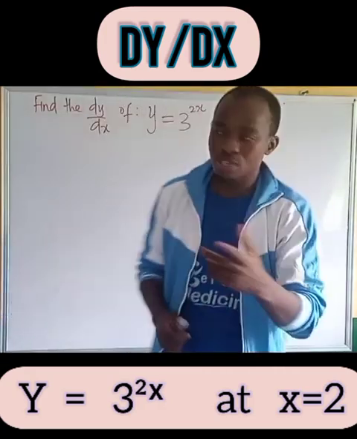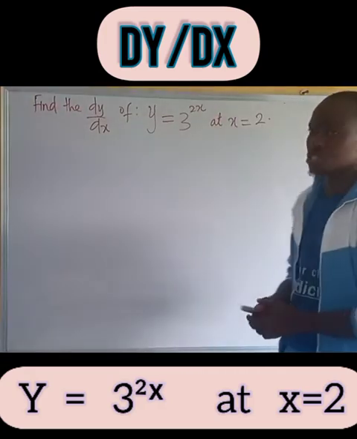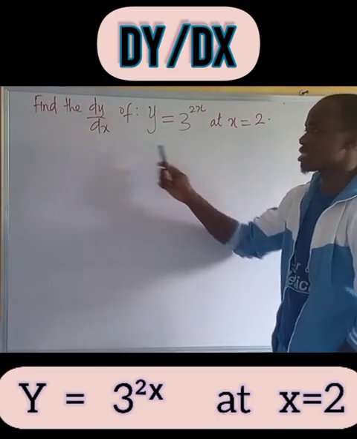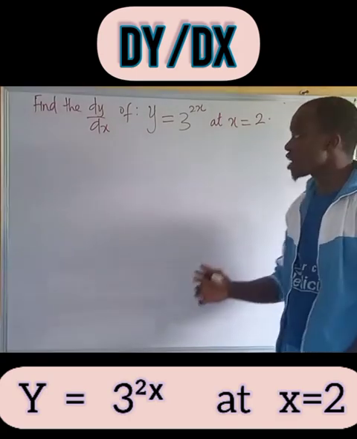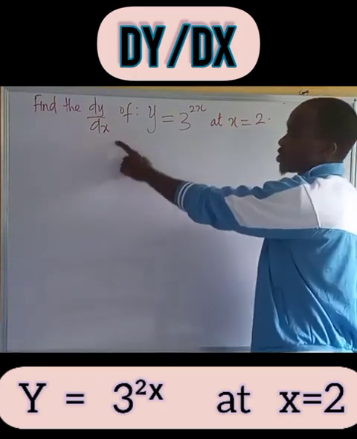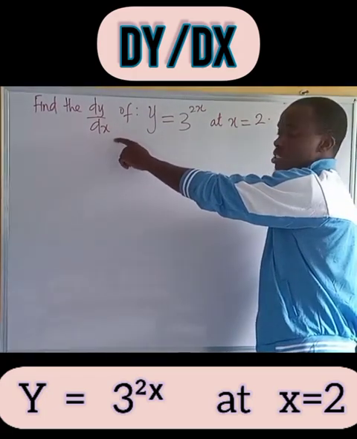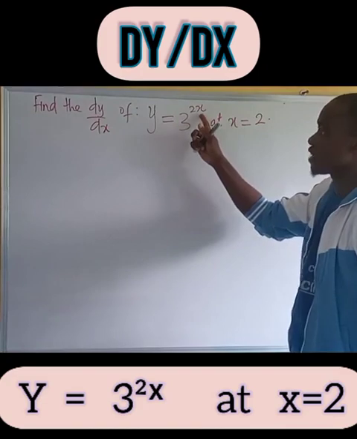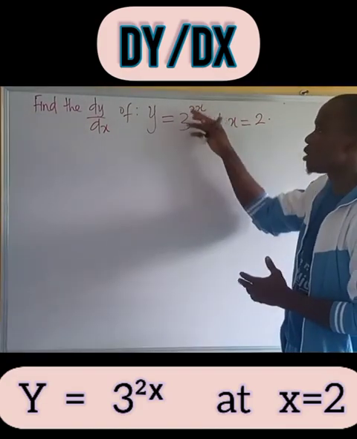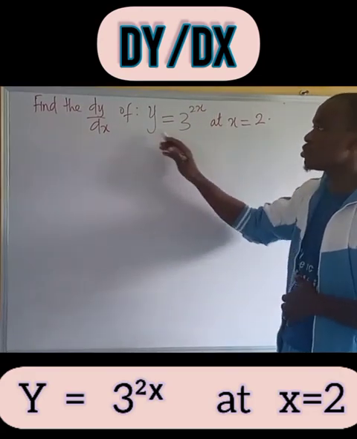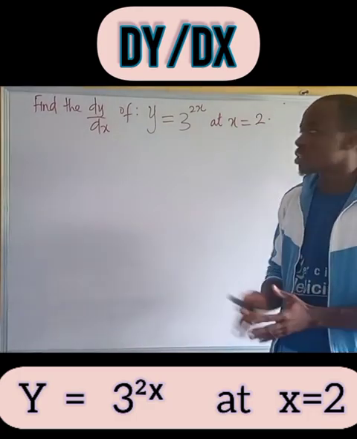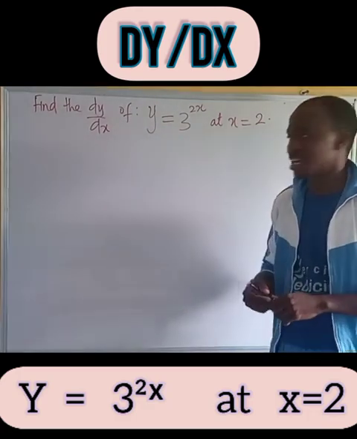Now let's get started and see what we are going to do to this particular question. If you want to find dy/dx of this function 3^(2x), the first thing is that we are differentiating with respect to x, and we can see that x is in the power here. Now we should be looking for a way to bring down the power. To do this, what we can do is introduce natural log, ln.